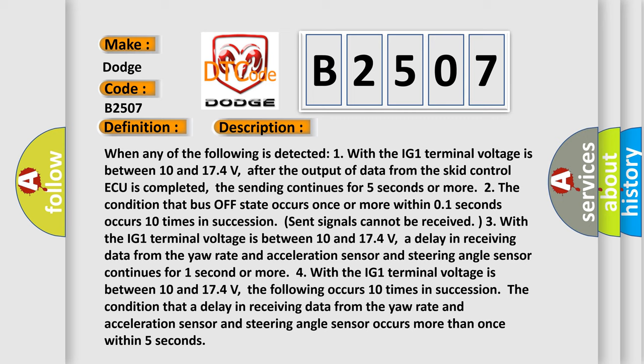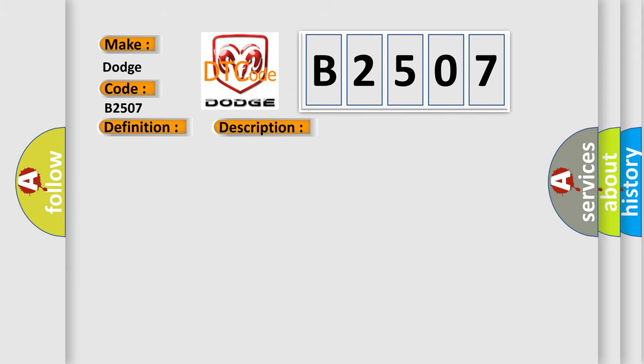3, with the IG1 terminal voltage between 10 and 17.4 volts, a delay in receiving data from the yaw rate and acceleration sensor and steering angle sensor continues for 1 second or more. 4, with the IG1 terminal voltage between 10 and 17.4 volts, the following occurs 10 times in succession: the condition that a delay in receiving data from the yaw rate and acceleration sensor and steering angle sensor occurs more than once within 5 seconds. This diagnostic error occurs most often in these cases: CAN communication system.